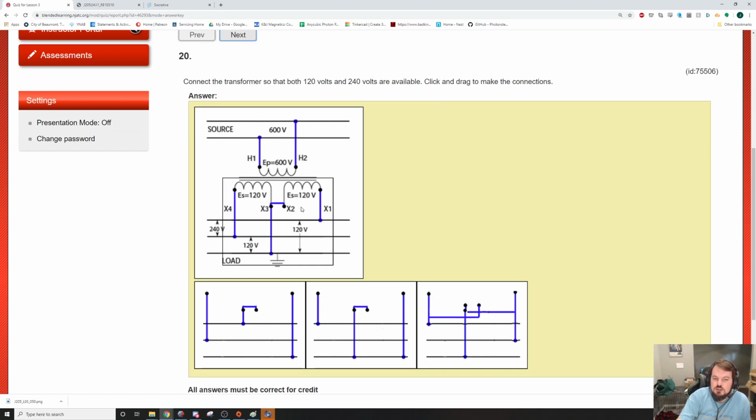This is an interesting one. You have 220 volt coils here, but there's a connection to a neutral wire here. So this is how your house would be set up. You have a 120 volt coil and a 120 volt coil. If you connected from here to here, you would get 240. But if you connected from either of these to this neutral grounded wire, you would get 120.